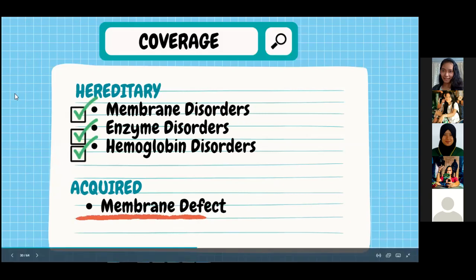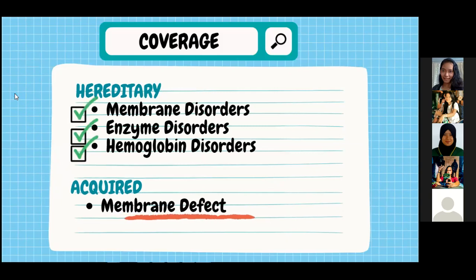Now for the acquired intrinsic hemolytic anemia that is associated with membrane defects. So may I introduce to you Mr. Shimei Montejo for this discussion about membrane defect.